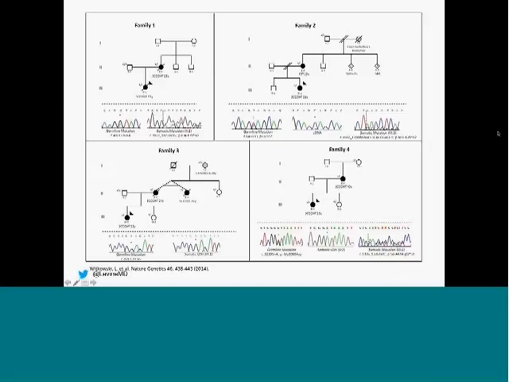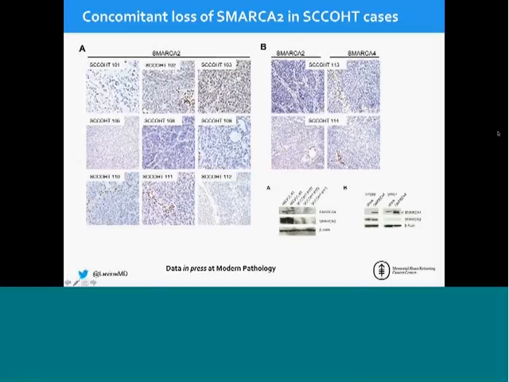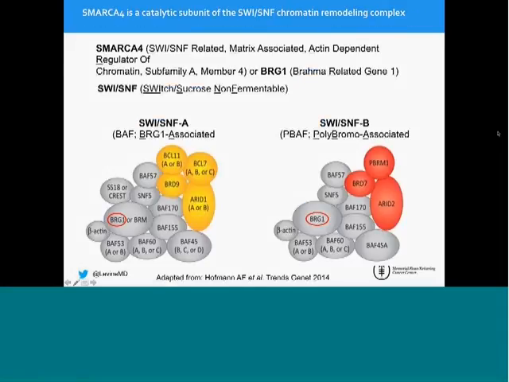Oh, okay, great. Thank you very much. So some of the new developments, as I showed you, this complex back here has multiple components, and some components are more important than others. And I'll call your attention to this complex and this gene called BRM, which is also called SMARCA2.